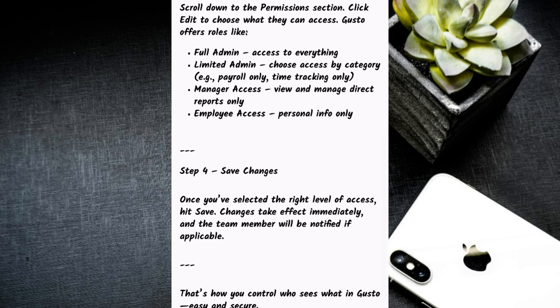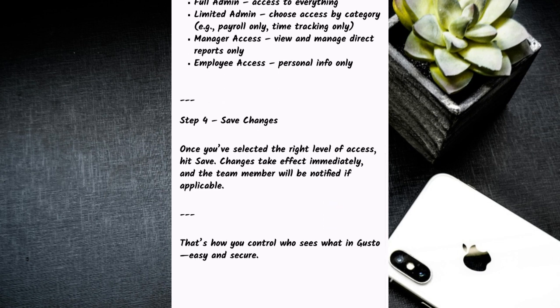Step 4, save changes. Once you've selected the right level of access, just hit save. Changes take effect immediately and the team member will be notified if applicable. And that's how you control who sees what in Gusto, easy and secure.